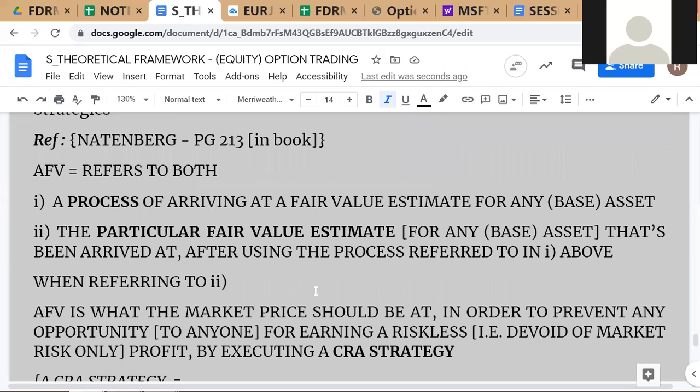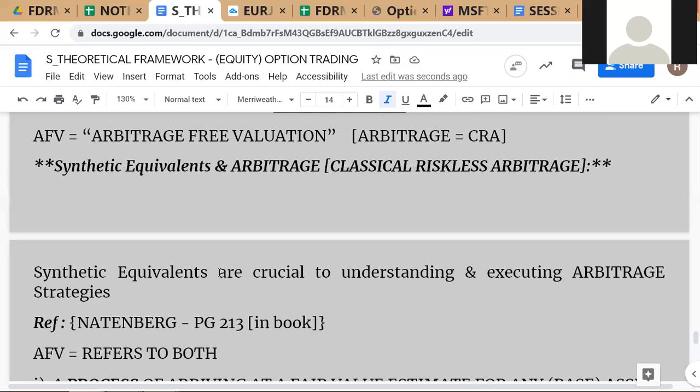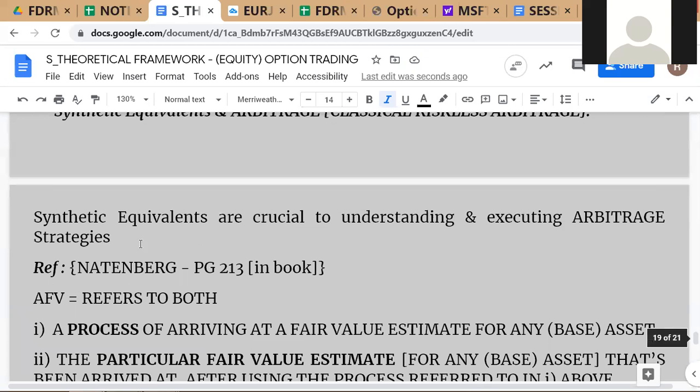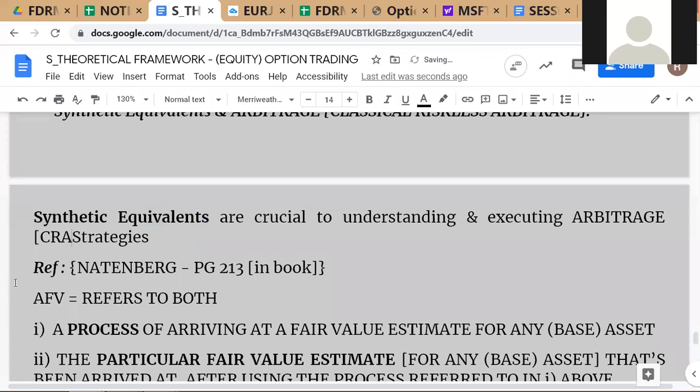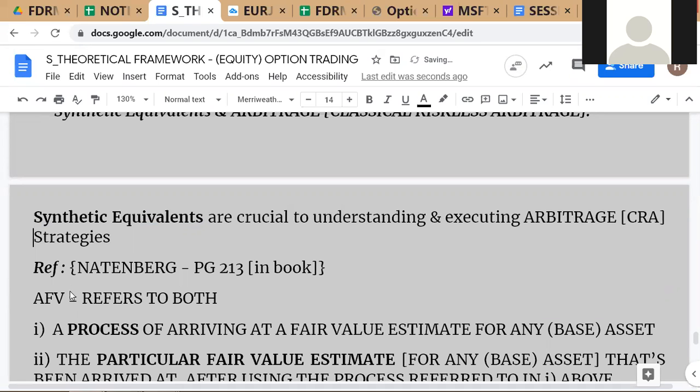So that's why I've said here that synthetic equivalents are crucial to understanding and executing arbitrage strategies. Without a synthetic equivalent, there is no arbitrage. And every time I use the word arbitrage, you have to understand I'm referring to CRA. I'm not referring to the various other ways in which the market uses the word arbitrage, which are not proper uses of this word. So we are clarifying every time: CRA. Without synthetic equivalents, there is no arbitrage.